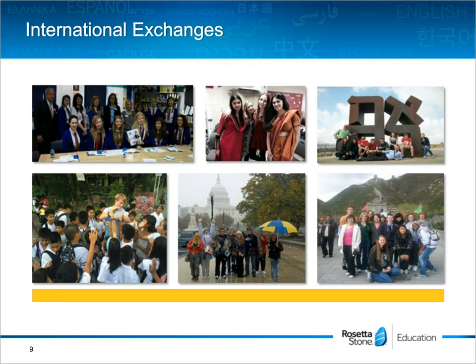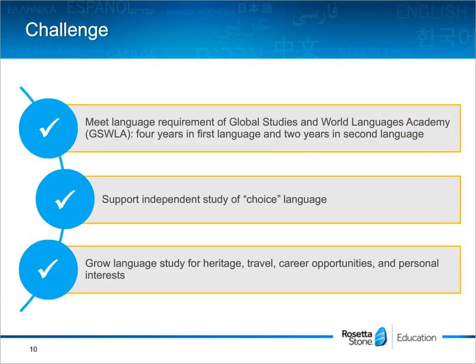The challenge that we meet with offering languages and having some of the requirements that we need to have for our students to graduate, having the Rosetta Stone program helps us to meet some of the requirements of the Global Studies in World Languages Academy, so that the students in our program are required to take 4 years of one language and 2 years of another.